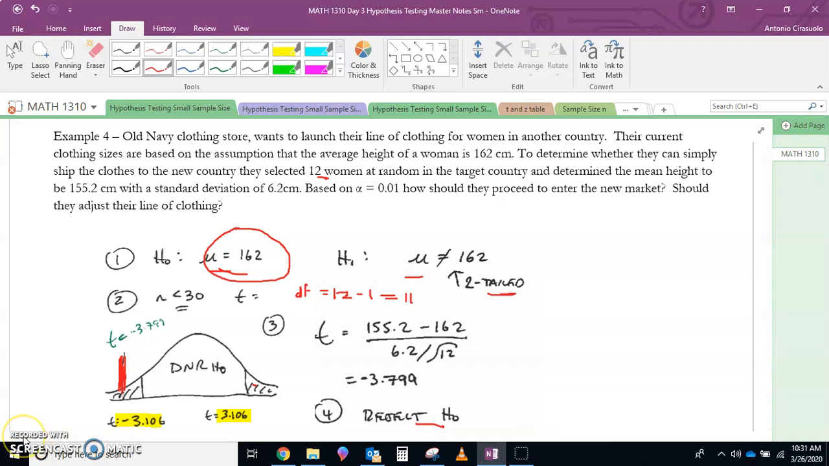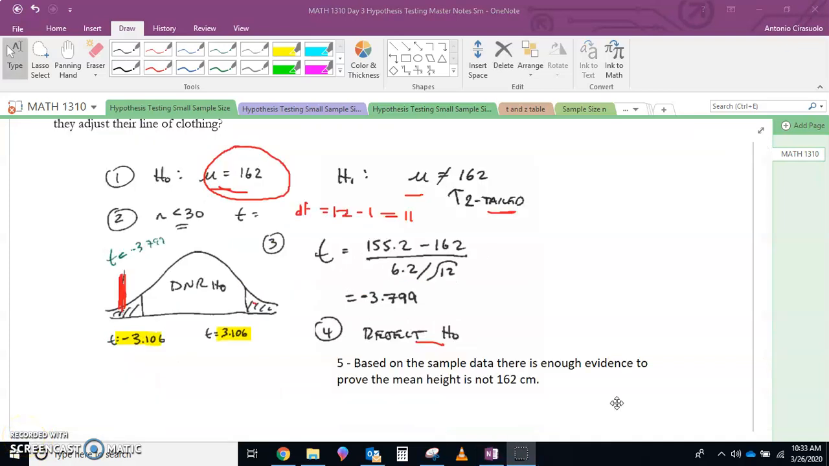And here this is what I got. Based on sample data, there is enough evidence to prove the mean height is not 162 centimeters. Of course, we can also ask the question, we might think that's greater than or less than. And once again, we would state that first and then do the testing. Otherwise, you're kind of forcing your own conclusions. So we always speculate what the hypotheses are first, and then we perform the test and prove or disprove the claims.